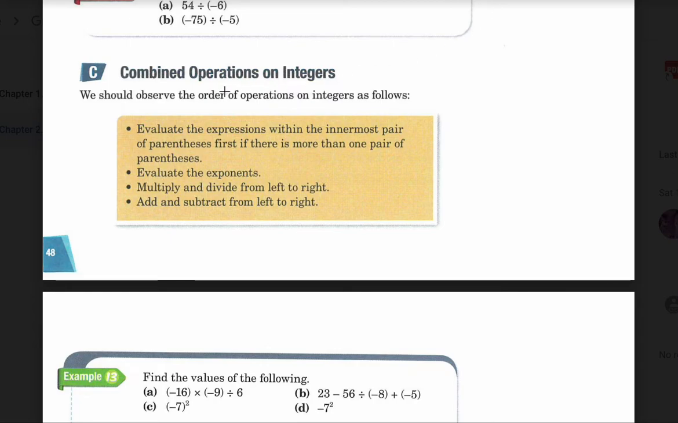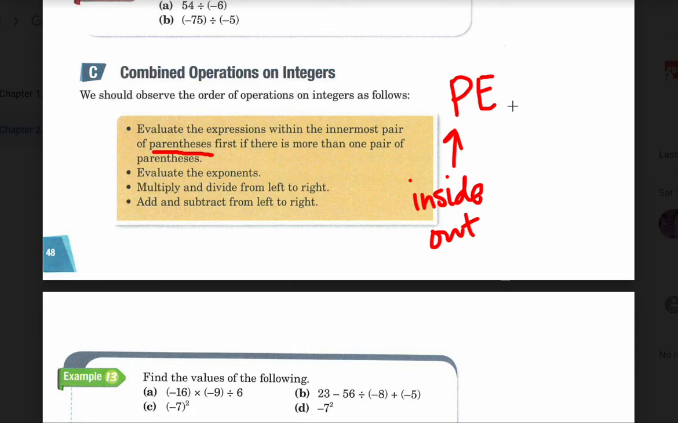So there are rules when we have a combination of our different operations. So first, we evaluate the expressions within the innermost pair of parentheses first if there's more than one pair of parentheses. So that's where the P comes from. P stands for parentheses. And it says that we're going to start from the inside out. So I'm going to add that in my notes. And then we evaluate the exponents. That's our E in PEMDAS.